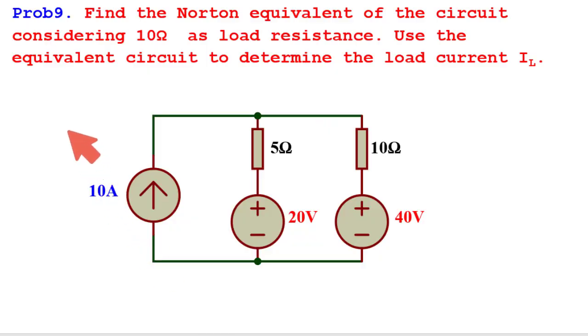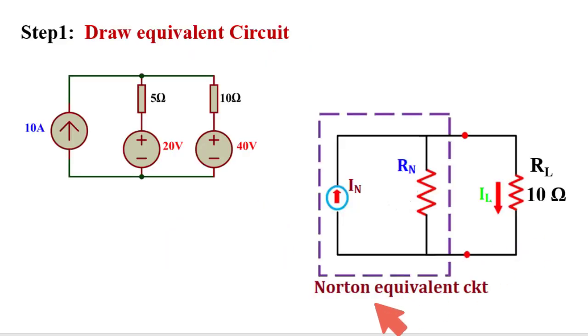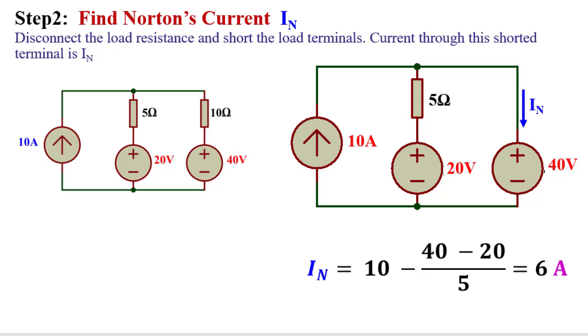Problem 9. Find the Norton equivalent of the circuit considering 10 ohm as the load. So this is the load resistance, and we need to find the current through this 10 ohm resistance using Norton theorem. So this is the Norton equivalent circuit, IN in parallel with RN, and this is the load RL, which is 10 ohm. Next step, we need to find the Norton current.